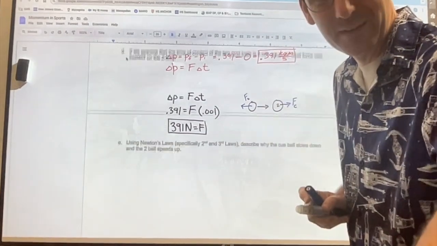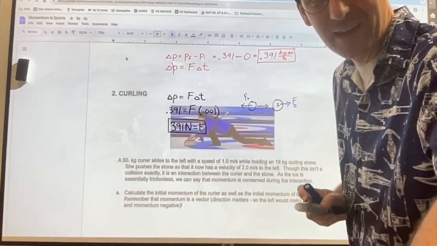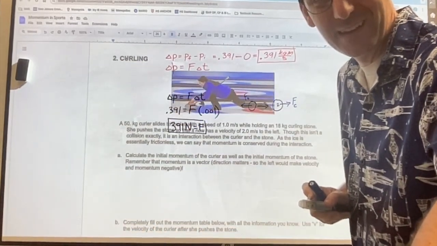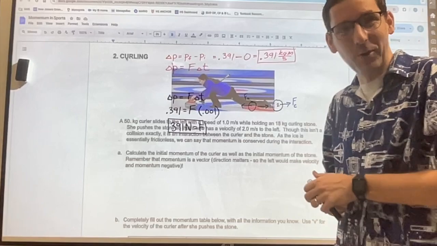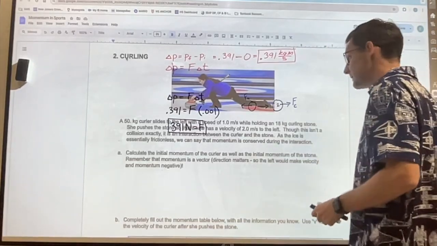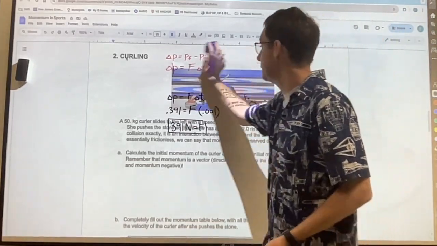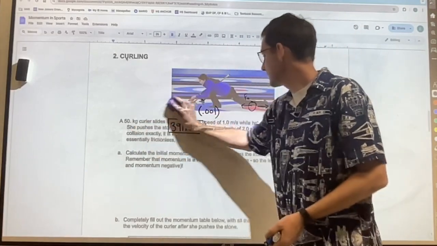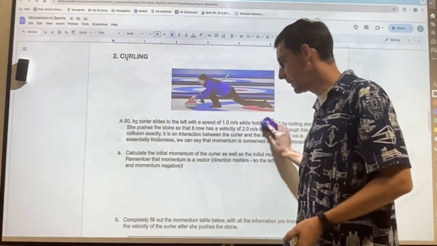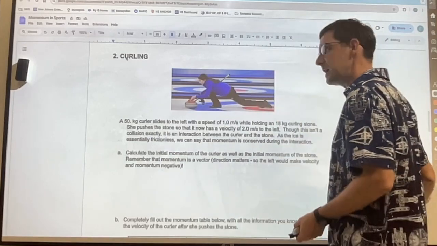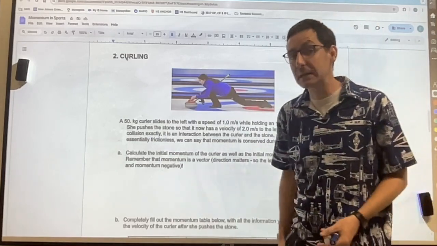Okay? Let's scroll forward. And that's it with the pool balls. All right. Let's move on to a different sport. This is one that you may or may not be familiar with. This is a sport called curling. All right? And you may have seen this in the Winter Olympics.